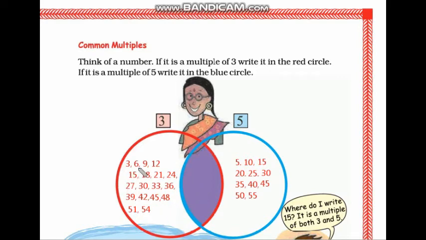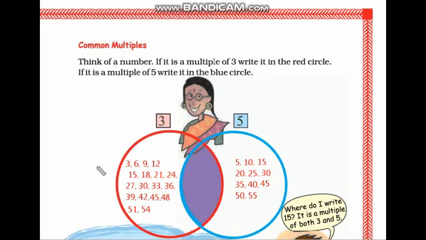3 1s are 3, 3 2s are 6, 3 3s are 9, 3 4s are 12, 3 5s are 15, 3 6s are 18, 3 7s are 21, 3 8s are 24, 3 9s are 27, 3 10s are 30. Then here 3 11s are 33, 3 12s are 36, 3 13s are 39, 3 14s are 42, 3 15s are 45, 3 16s are 48, 3 17s are 51, 3 18s are 54.